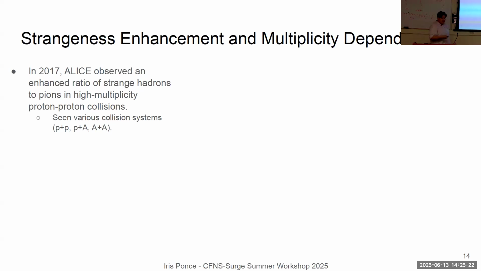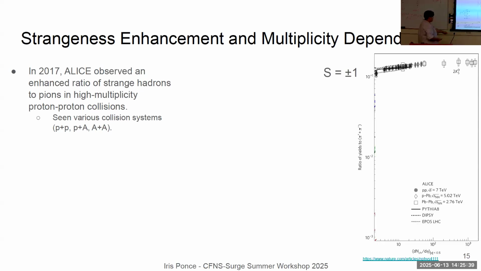Experiments in different energies also see it. We understand the picture. That's what we thought. But then in 2017, ALICE published these results in which they showed an enhanced ratio of strange hadrons to pions in high multiplicity proton-proton collisions.